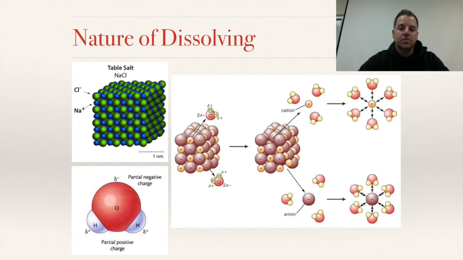We can see in the top that the positive ion is surrounded by the negative portion of water, and on the bottom we see the negative ion coming from the salt is surrounded by the positive part of the water molecule. So it's important to understand when something dissolves, how it dissolves and what's happening. When you're talking about an ionic substance, the water molecules are going to pull it apart.